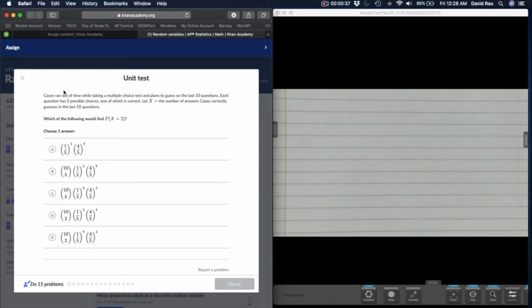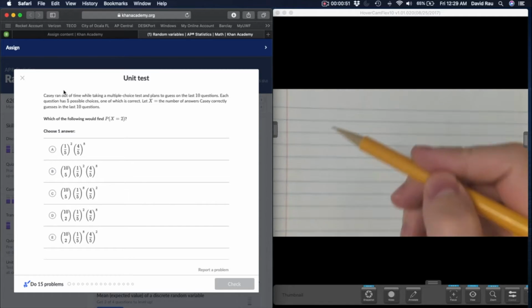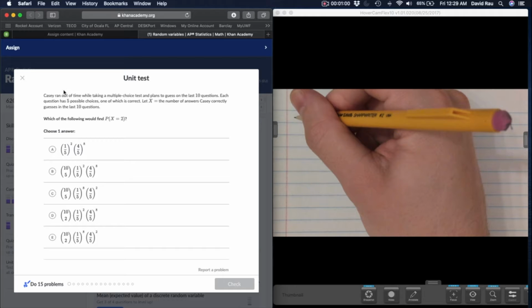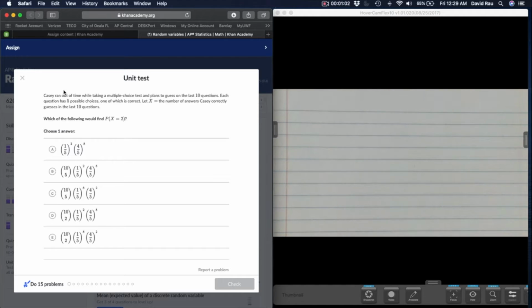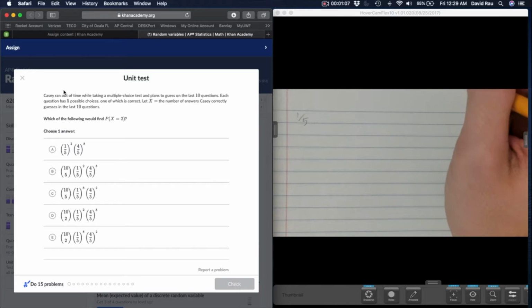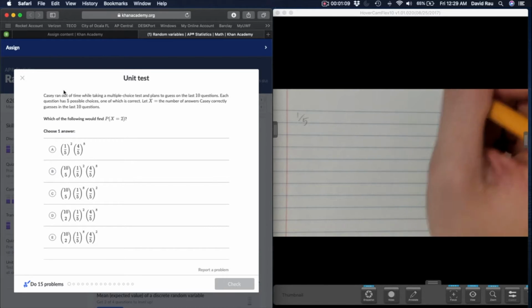All right, take a minute to read this. The idea about this question is that Casey is guessing on the last 10 questions of her test. Each one has 5 possible choices. Now that means that each of her choices has a 1 in 5 chance of being correct. And the question is, what are the odds that she gets 2 correct?